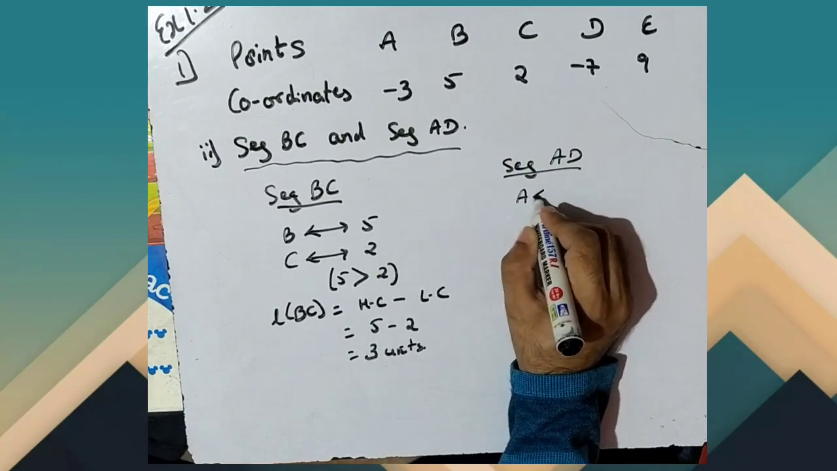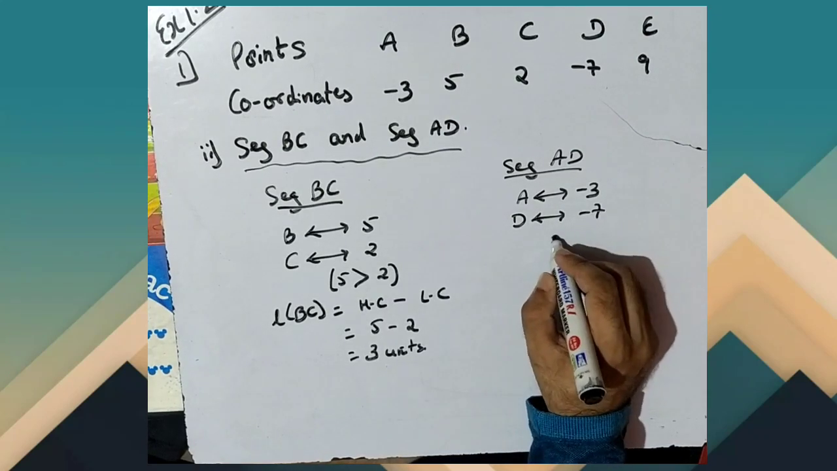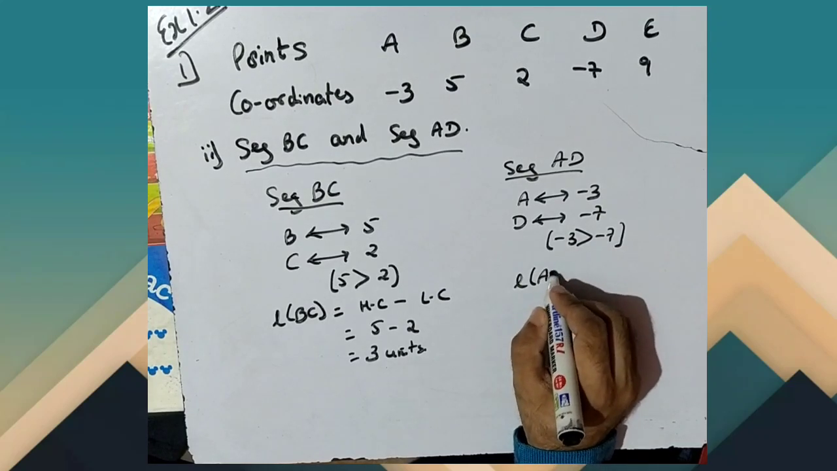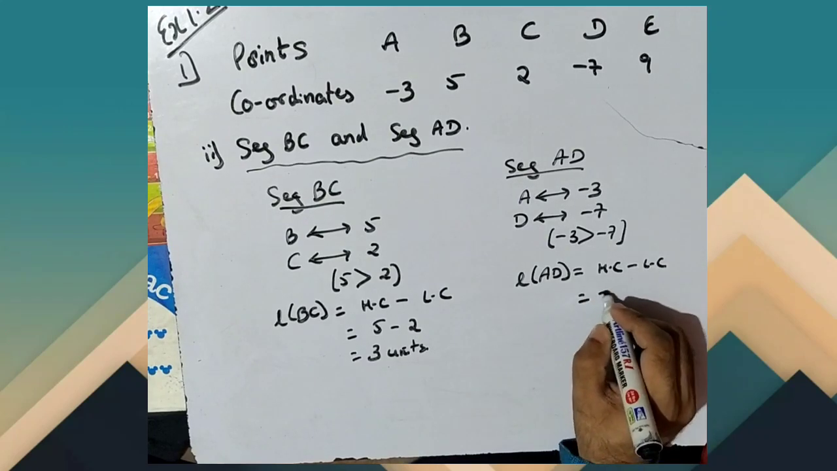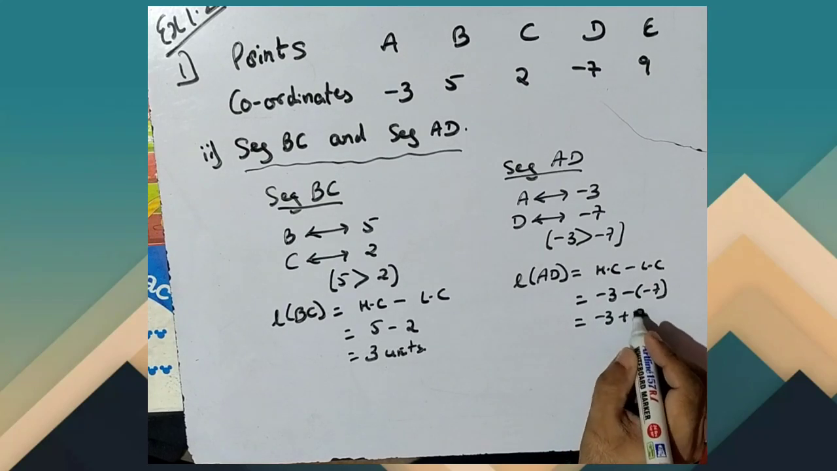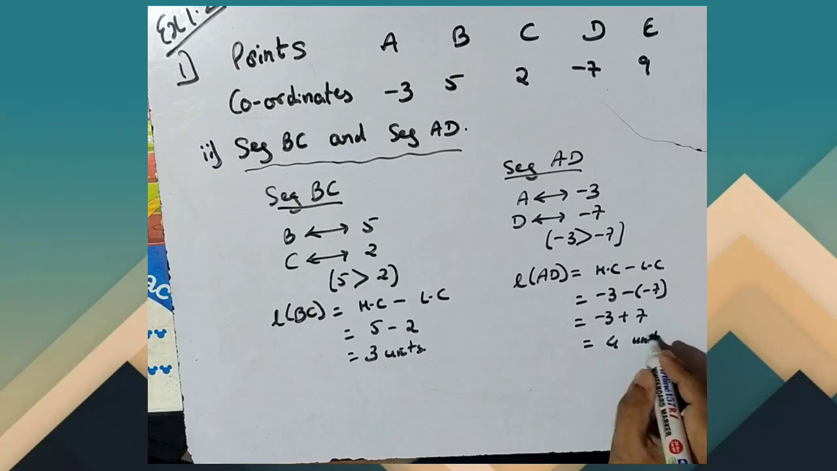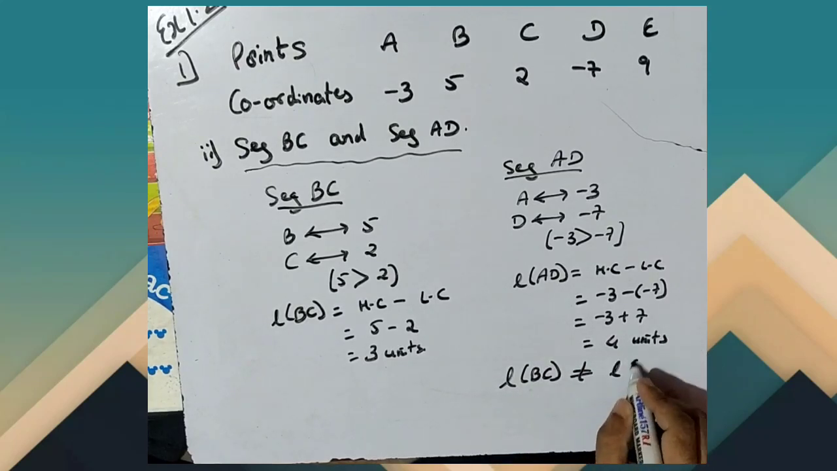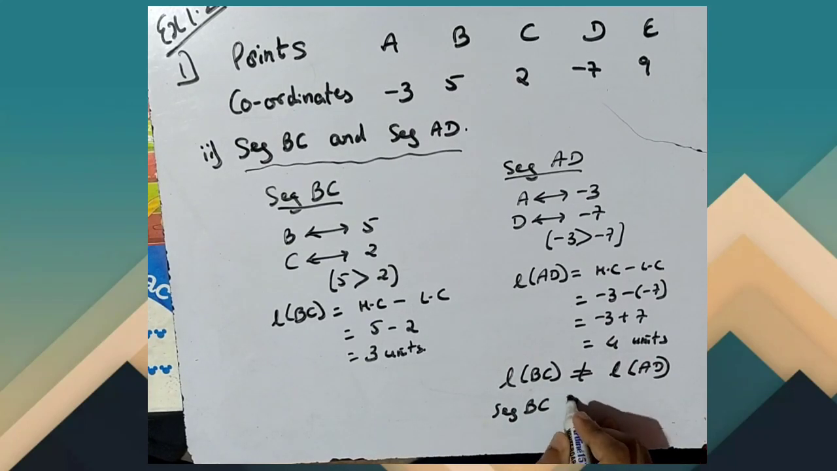Now we will find out length of segment AD. A coordinate is -3, D coordinate is -7. -3 is greater than -7. Therefore, length AD is to be found out by using the formula higher coordinate minus lower coordinate, which is equal to -3 minus -7, which is -3 plus 7, which is equal to 4 units. Therefore, length BC is not equal to length AD. Therefore, segment BC is not congruent to segment AD.